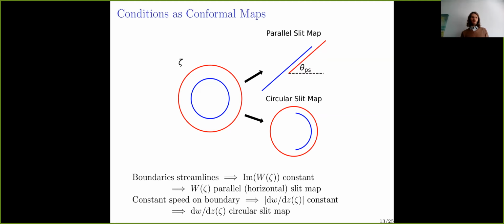For the complex velocity, we need constant speed on the boundary. That came from constant pressure inside. Bernoulli's equation means we have constant speed. And mathematically, that means that the magnitude of dW/dz needs to be constant as I go along the circular boundary in the annulus. So we can think of that as being a map that takes circles to circular arcs, which we can call a circular slit map. So as I go along the boundary in zeta, I need dW/dz to not have its magnitude changing. Okay, so we've thought of these geometrically. If we can write down these types of maps, then we can start to write down what W and dW/dz look like. So let's go for it.